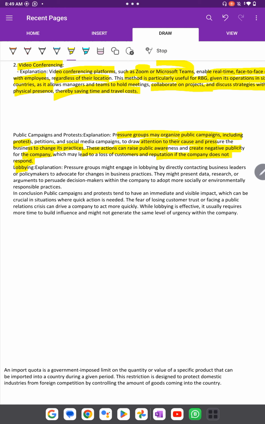So, lobbying would also be an action from the local communities, from the pressure groups. Pressure groups might engage in lobbying by directly contacting business leaders or policymakers to advocate for changes in business practices. It means that they will be contacting the business leaders, the directors, the owners, the CEO, saying that you should change the business practices because it is polluting our environment. They might present data, research, or arguments to persuade the decision makers.